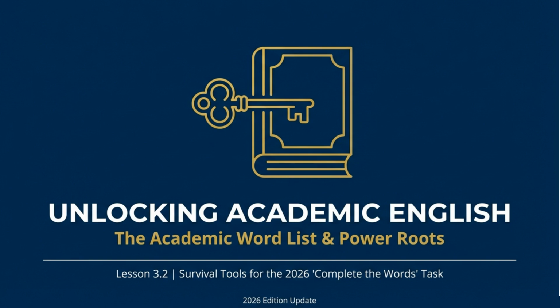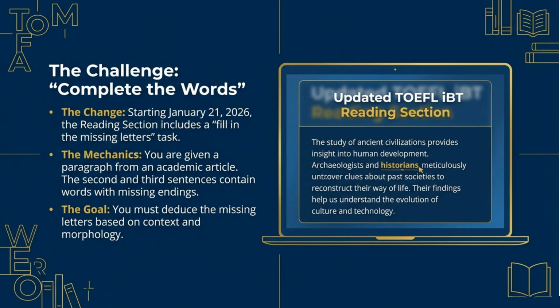Welcome back. Now that we have our strategies, we need to answer the next logical question. Which words should you actually learn? With hundreds of thousands of words in English, where do you focus? For the 2026 edition, the answer is Lesson 3.2, Unlocking Academic English. We are going to use the academic word list and power roots as your survival tools for the new reading tasks. Why the new focus?